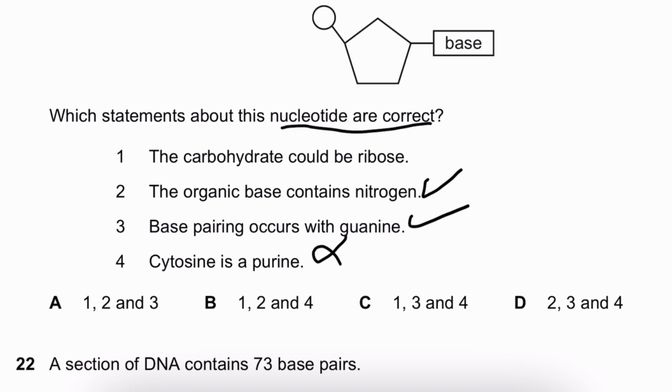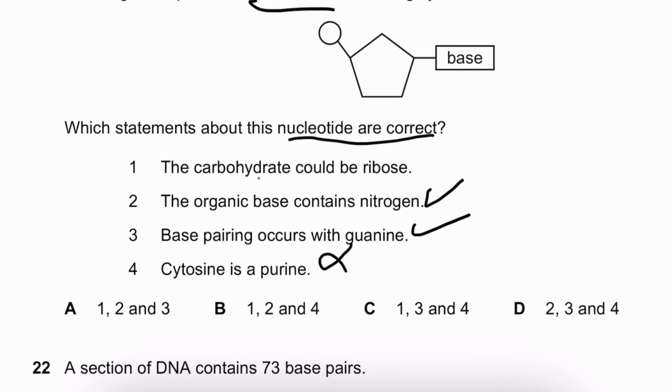Now, here with the answers, they don't really have 2 and 3 only, but which statements about this nucleotide are correct? The carbohydrate could be ribose. So yes, sure, it could be ribose. 1, 2, and 3, which is A.